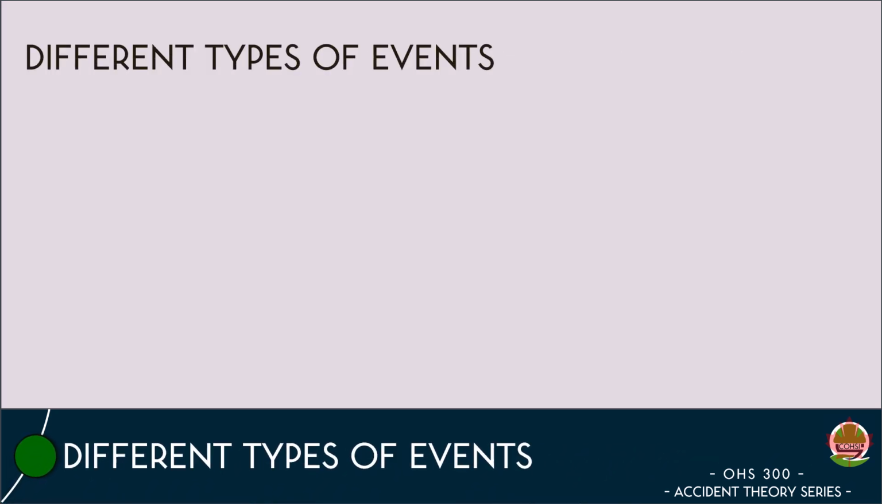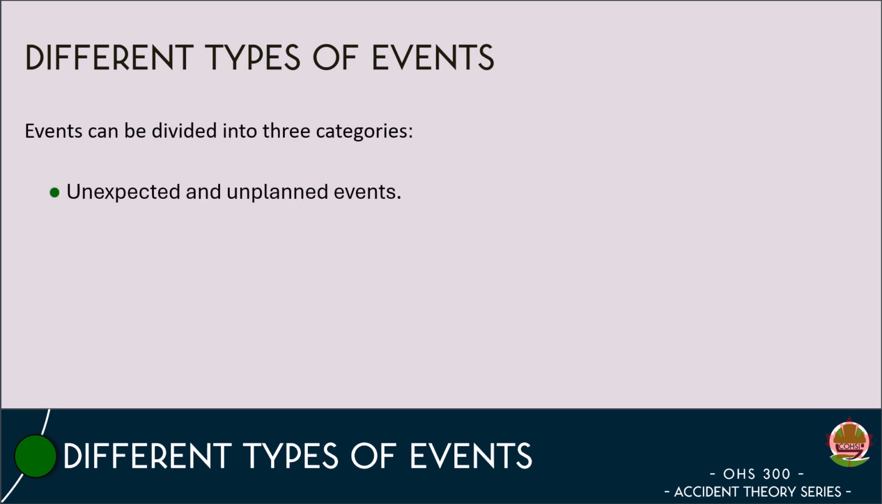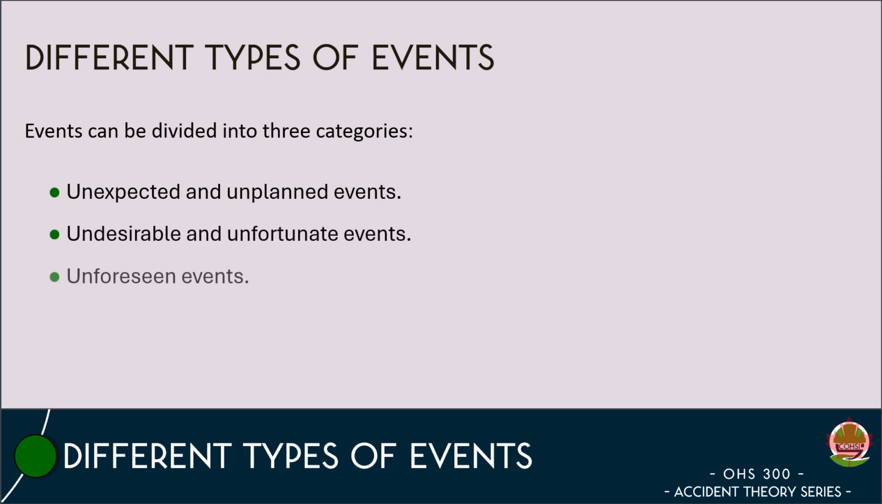If we take a step back from the debate between using the word accident or incident, and we treat everything that happens as an event, we can break events down into three simple categories. There are unexpected or unplanned events, undesirable and unfortunate events, as well as unforeseen events. Let's take a look at each one of these event types and how they fit into our study of accident theory.